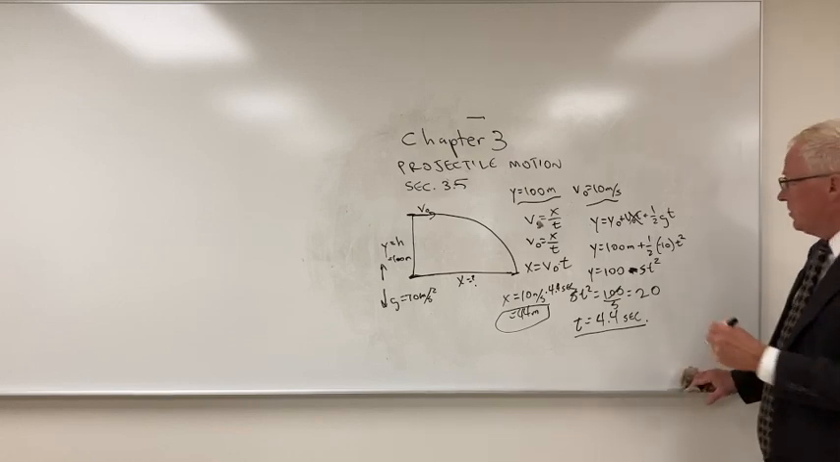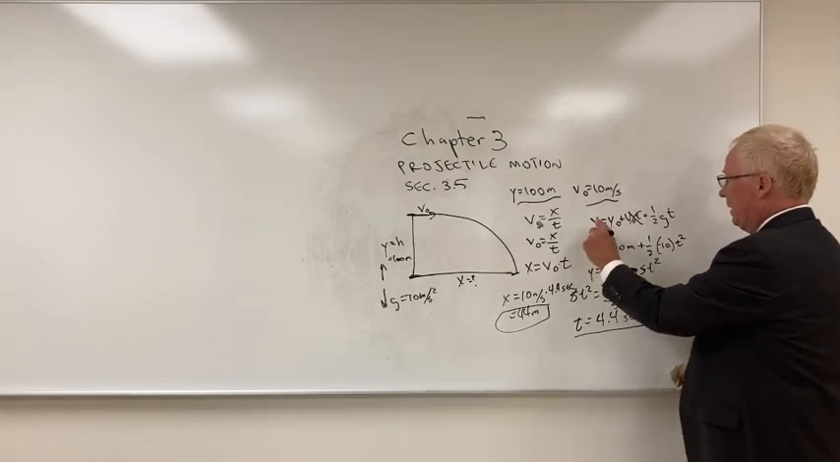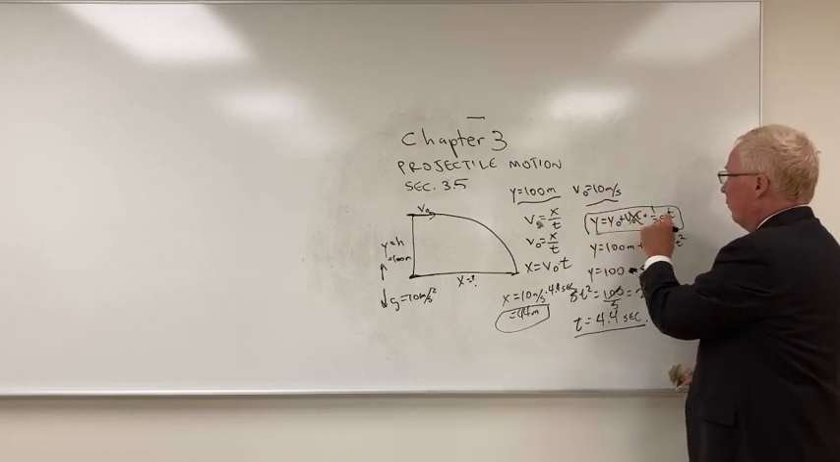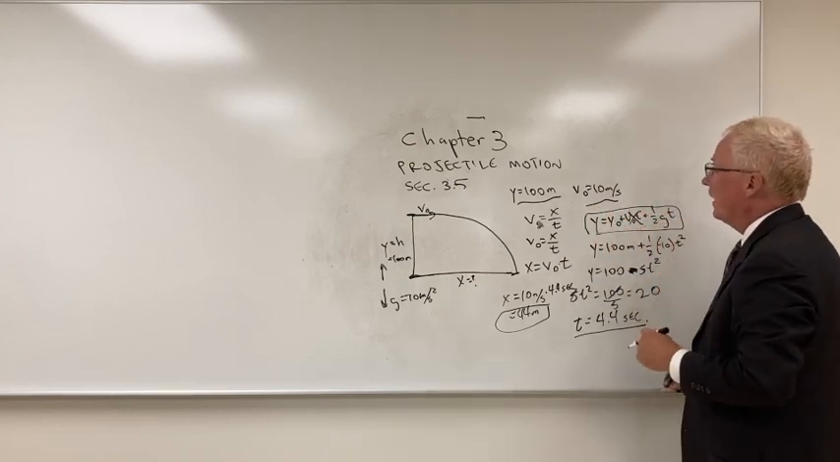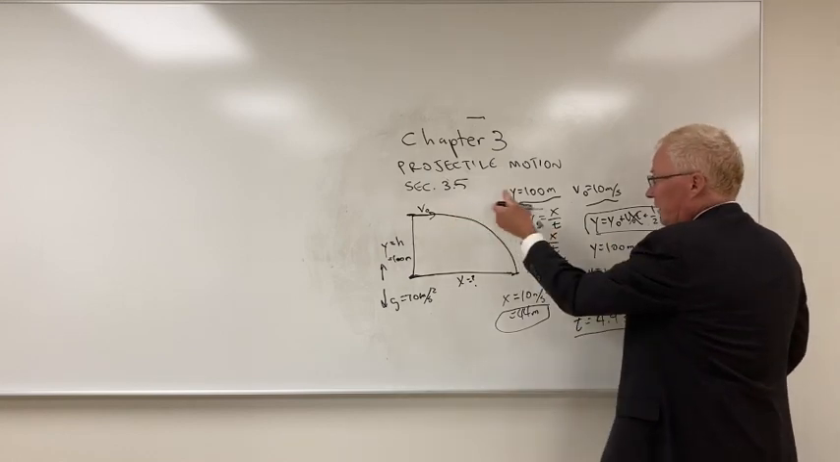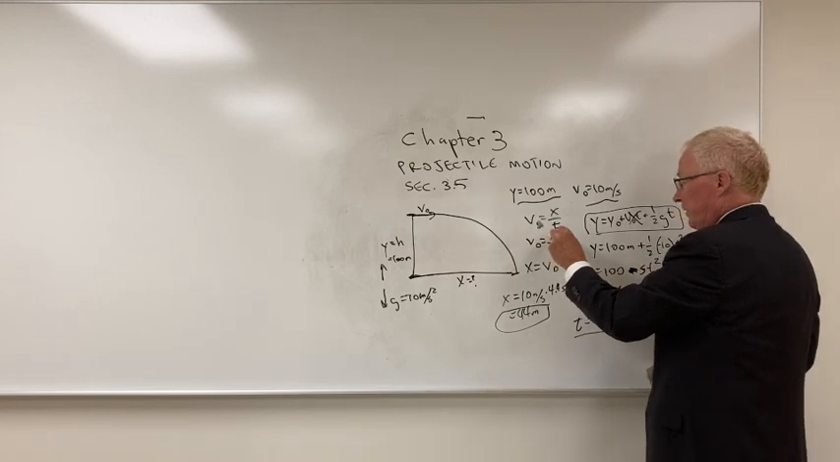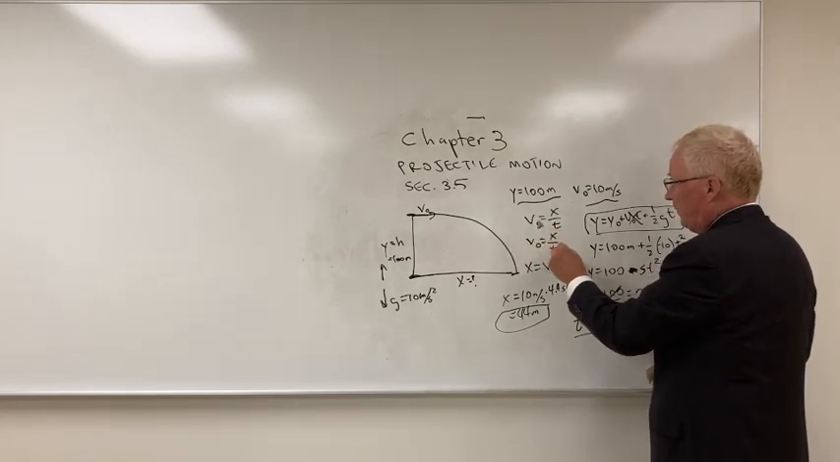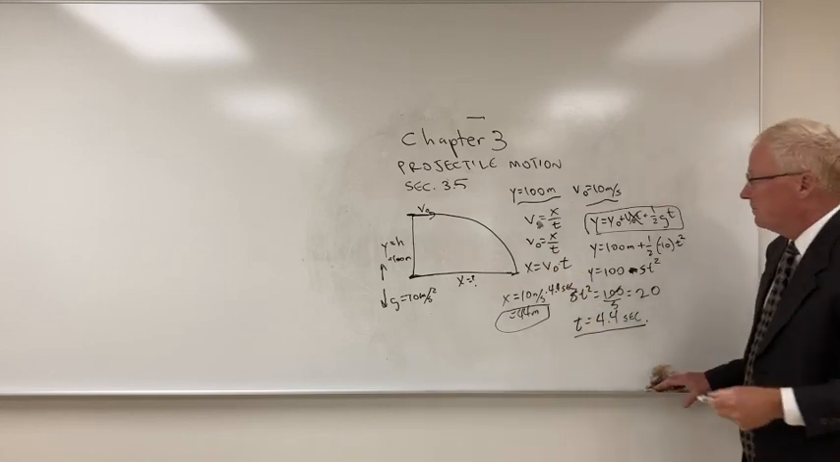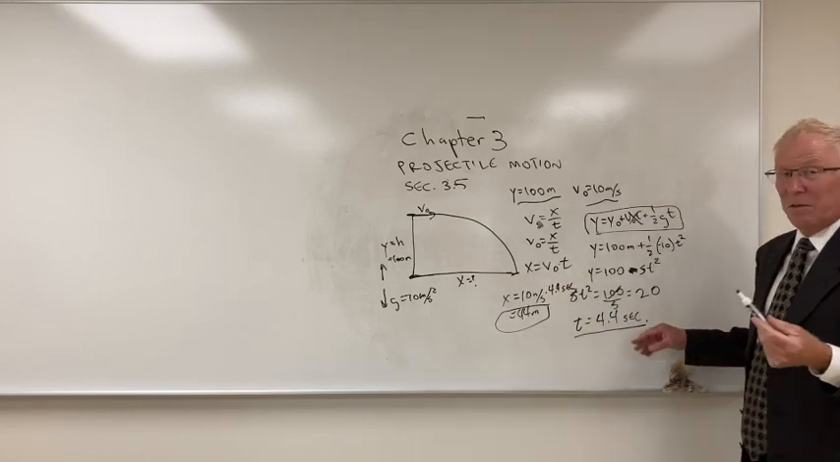So we'll be using this expression, generally y is y naught plus 1/2 gt squared. And then we'll be using this expression, where again v naught is only in the x direction. So we're either given x or t, but we need to find t first so we can solve for this. All right, so that's chapter 3.